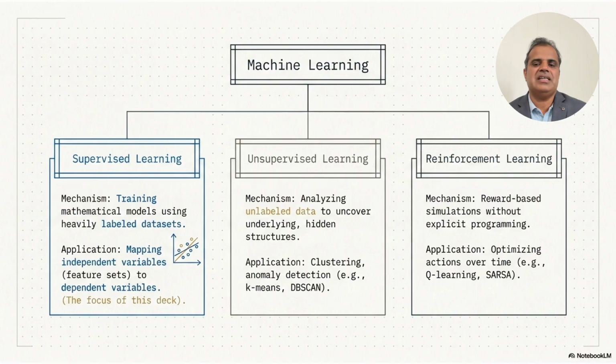Finally, we have supervised learning, which is the core of our lecture today. This method relies on heavily labeled datasets. This means we give the computer both the questions and the correct answer upfront. Mathematically, we are mapping our independent variables, which are the clues or features in the data, to dependent variables, which are the final labels. By looking at thousands of these labeled examples, the model learns the exact mathematical boundary lines needed to accurately predict the answer for brand new unseen data.